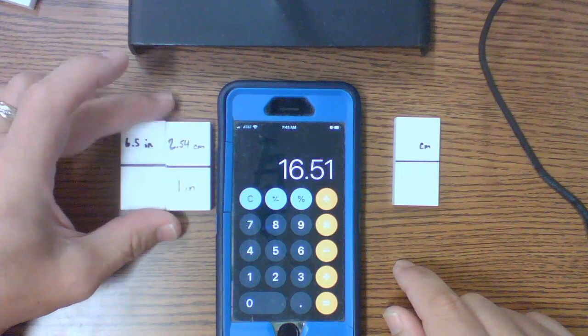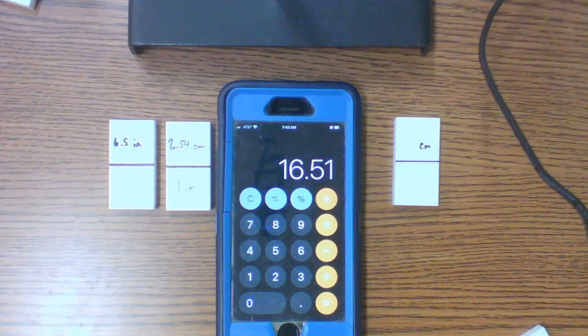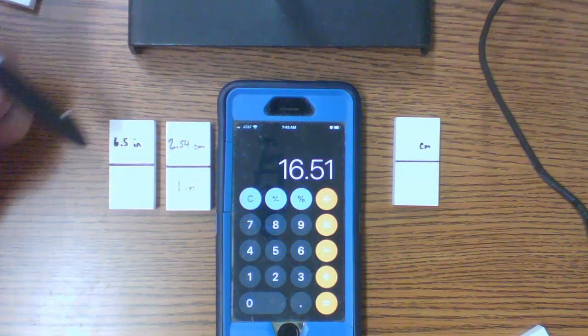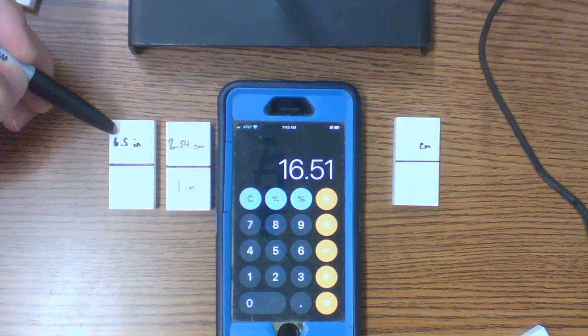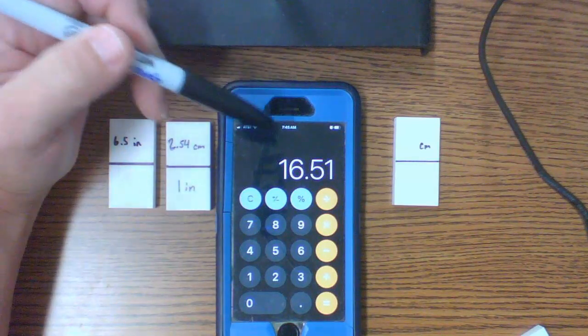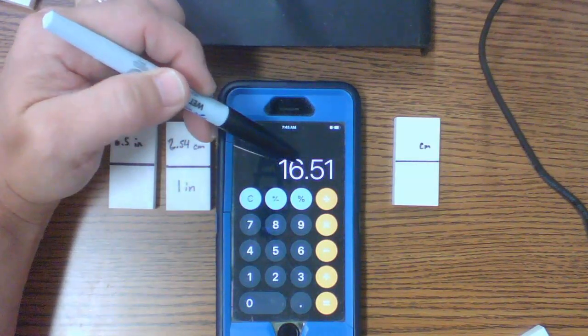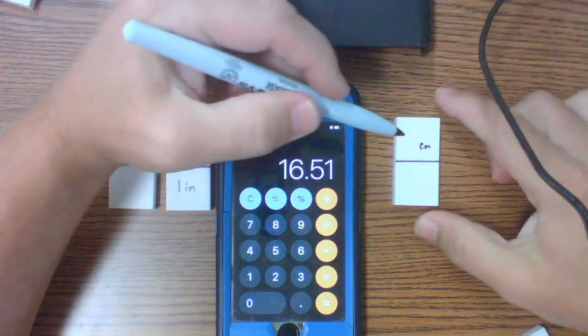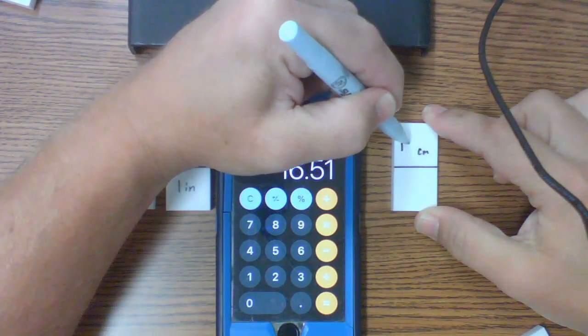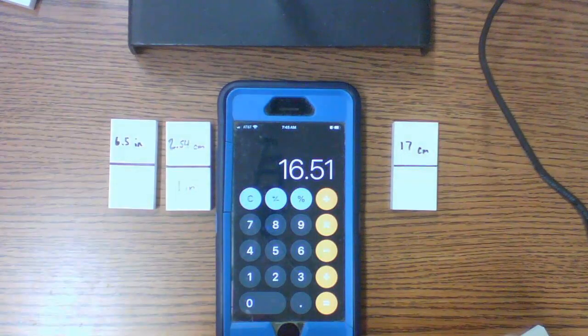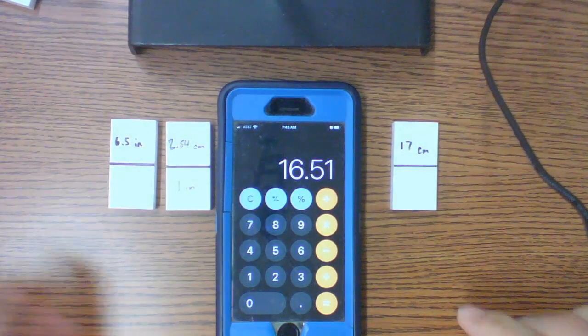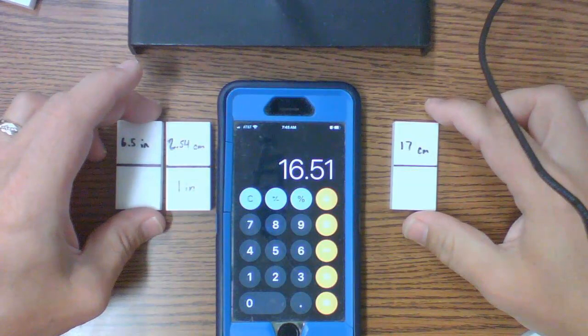Now what I do is I look at my starting domino. I'm going to count the number of digits I had. So 6.5, so it's 1 digit, 2 digits. So I'm going to round my answer to 2 digits. So I'm going to round this up. So it's going to be 17 centimeters for my answer. Okay? And so that's the way that we work through our dominoes.